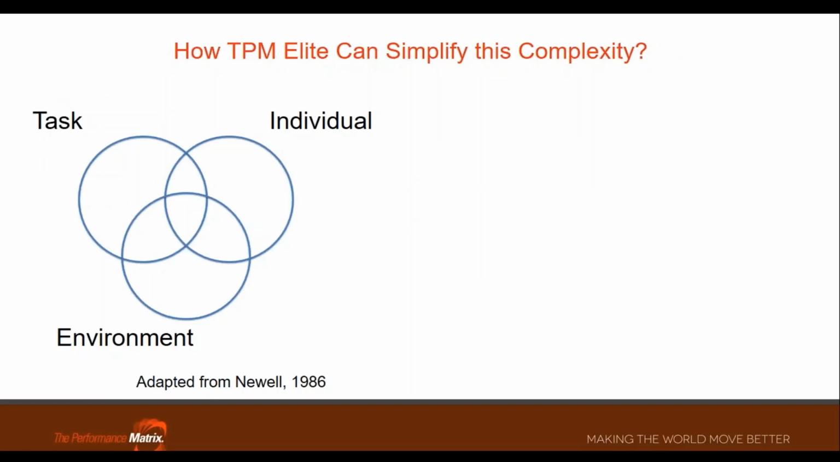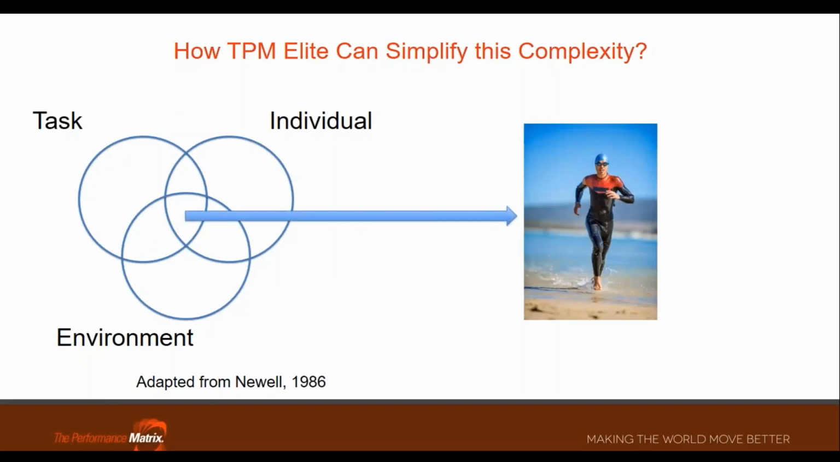So how do we, with TPM Elite, try to simplify this? Well, this model on the left represents this dynamical systems approach. For any given task, for any given individual, for any given environment, there is an interaction of everything that makes up that performance or task, everything that makes up that environment, and everything that goes up to make that individual. And these things interact to bring about performance at any given time.